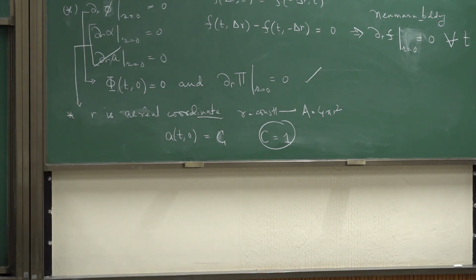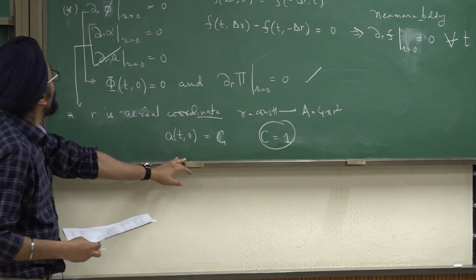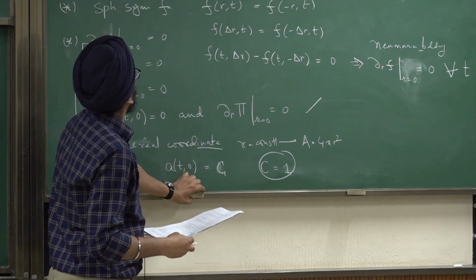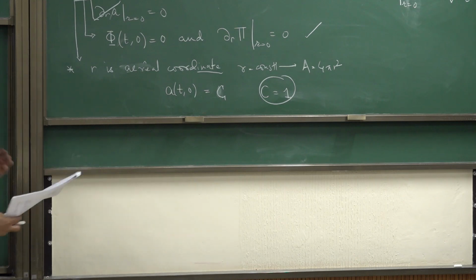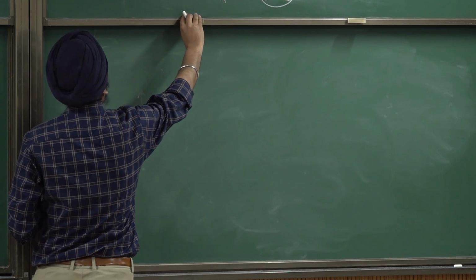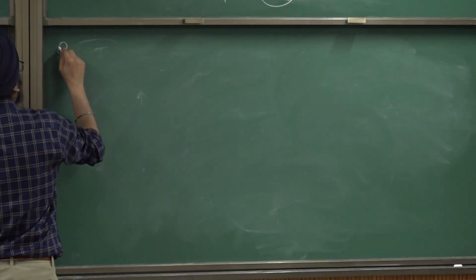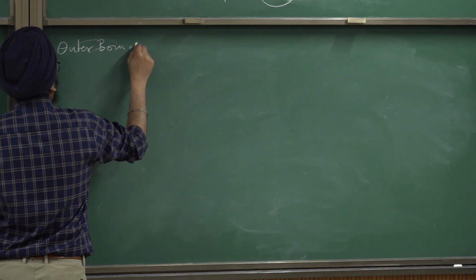So instead of this for a, it is better to use this condition at r equal to 0, because these are all inner boundary conditions. So everything works this way, and then you have the outer boundary condition.